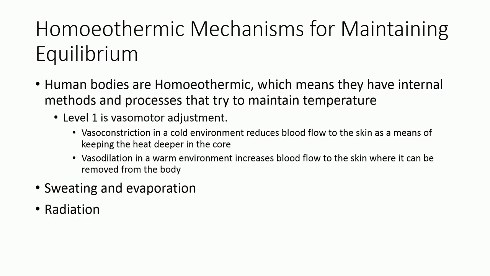So the mechanisms that the human body uses to try to maintain equilibrium are referred to as homeothermic mechanisms, okay? So the human body is going to start with level 1, vasomotor adjustment. Vasoconstriction is going to reduce the amount of blood flow near the skin, because the blood flow as it comes close to the skin is how we lose heat. So if it's cold outside, it's going to constrict the blood vessels and try to keep the temperature warm as much as it can. In a warm environment, when it's hot, it dilates the blood vessels and allows the heat to flow closer to the skin, which then allows us to lose our heat through sweating, evaporation, and radiation.